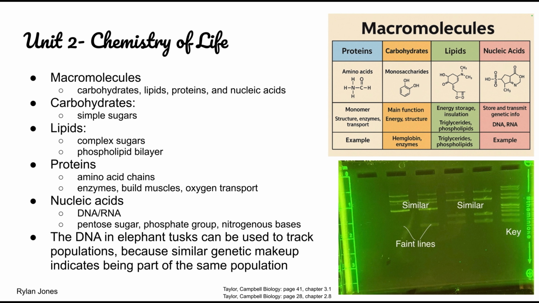There are four macromolecules: carbohydrates, lipids, proteins, and nucleic acids. Carbohydrates are simple sugars. They are the main source of energy for all cells. While they do not contain a lot of energy, they can deliver that energy very quickly. Lipids are complex sugars. They contain more energy, but are much harder to get it from, and therefore are only used in times of emergency.